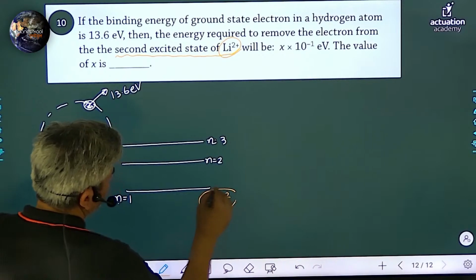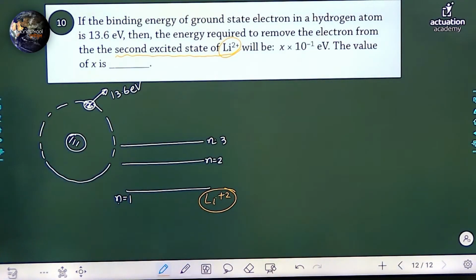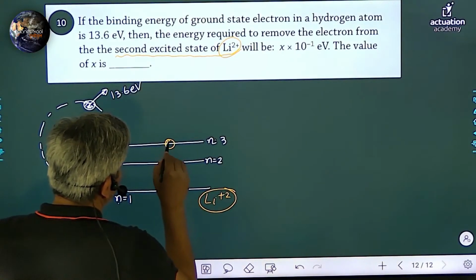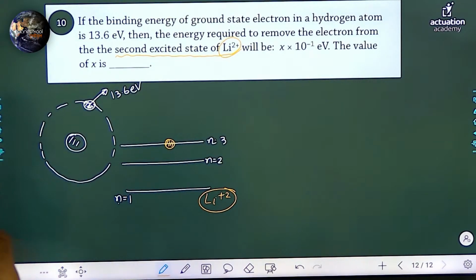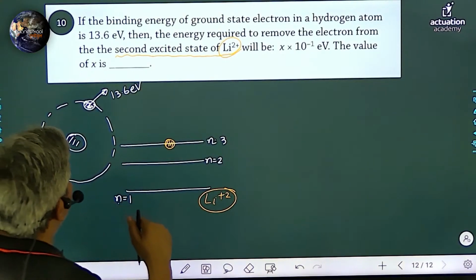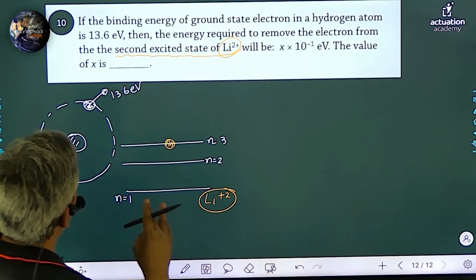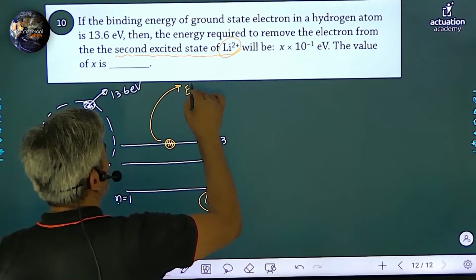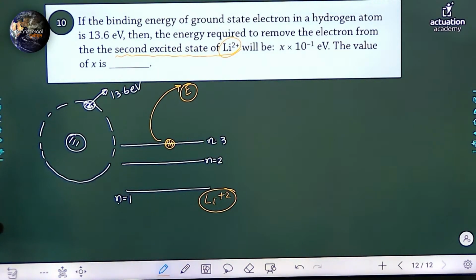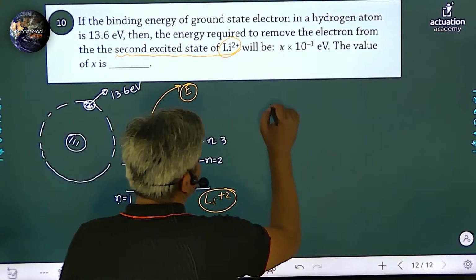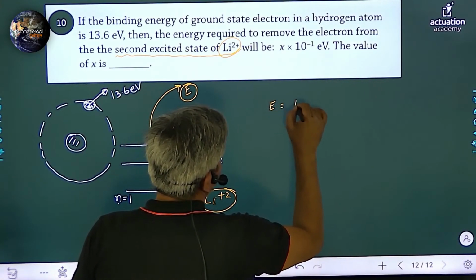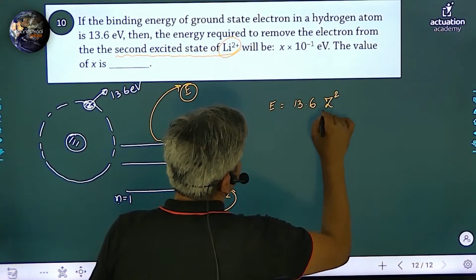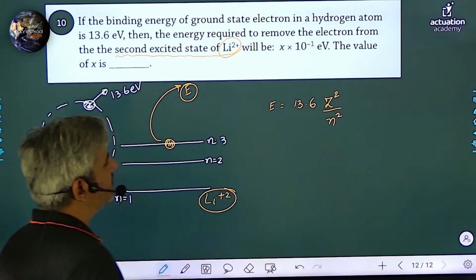Now we have to do this for lithium 2 plus. Lithium 2 plus means it has only a single electron, but that electron is present in the second excited state, and we have to find out the energy required to remove this electron. Now energy required is 13.6 Z square by n square.